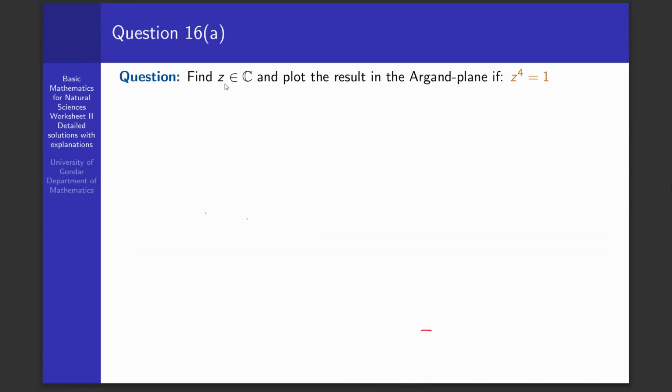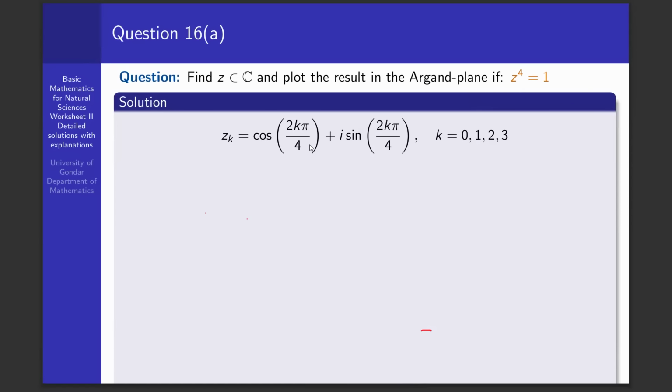Question 16. Find z, an element of complex numbers, and plot the result in the Argand plane, that is the imaginary complex plane, if z to the power of 4 is equal to 1. That is the extraction of roots. The solution will be, for the extraction of roots, we have the formula: cosine of 2k pi over 4, where 4 is the exponent here, plus i times sine of 2k pi over 4, when k is running from 0 to 3, that is 0, 1, 2, 3, so that we will have 4 roots.